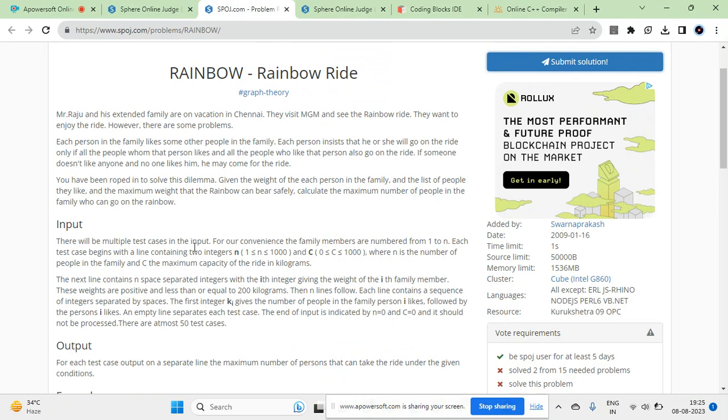Given rainbow ride, multiple test cases. 1 to n. Two integers: n, the number of people, and c, the capacity of the ride in kilograms. Next, n lines, one per family member, with the weight of person i.